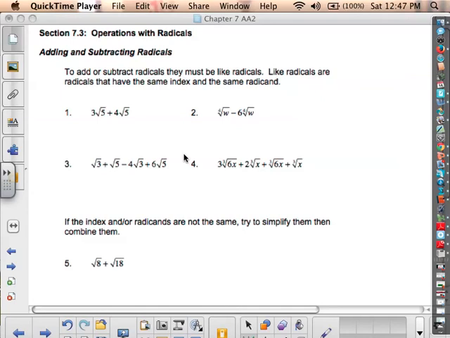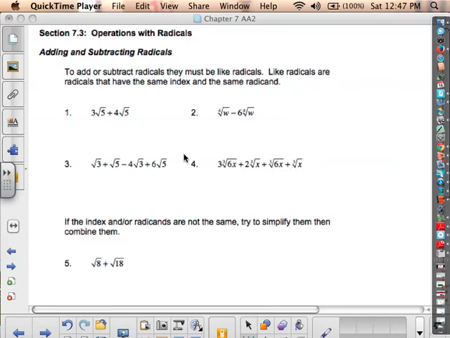Look at section 7.3, operations with radicals. We're going to look at adding and subtracting radicals, and then multiplying radicals, and something called a conjugate, which I don't think we've introduced yet in this course. Okay, operations with radicals, adding and subtracting radicals.